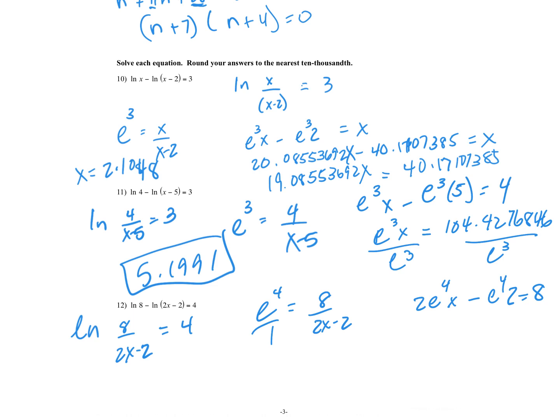So e to the 4 times 2 is 109.196, and that would be a negative. So we're going to add that to the 8. And we get 2 e to the 4th x equals 117.1963001. And we divide that by 2. And then we divide that by e to the 4th. And we should get 1.07. So x equals 1.0733.